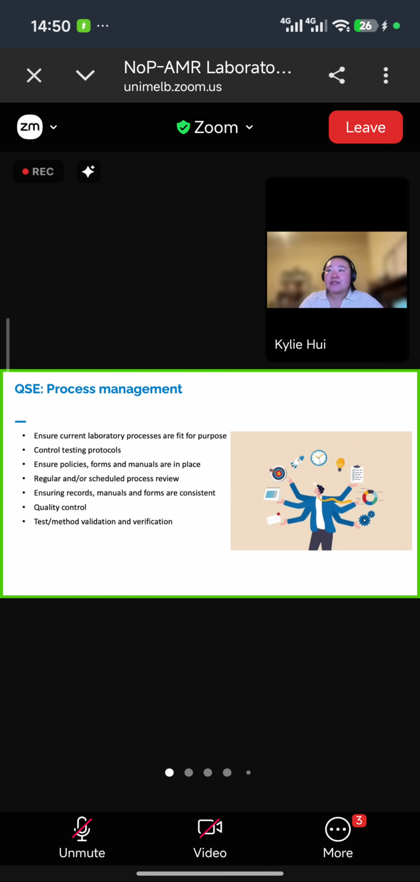We want to ensure the records, manuals, and forms are consistent. So for example, if we had changed something in the SOP, that will also be reflected in whatever forms need to be filled out, and particularly in our reports as well. Quality control, and also some test methods with the validations and verifications as well. So every time a new test comes in, to ensure that we go through that process of having that validation and verification.